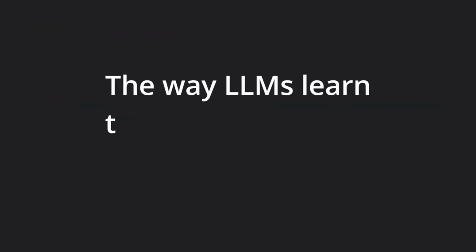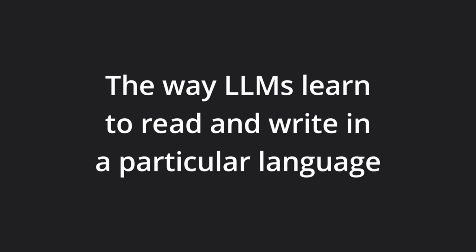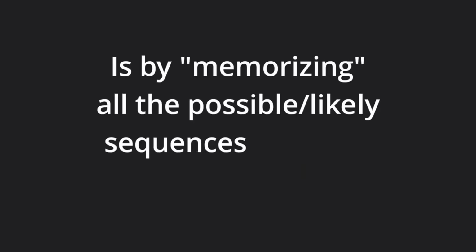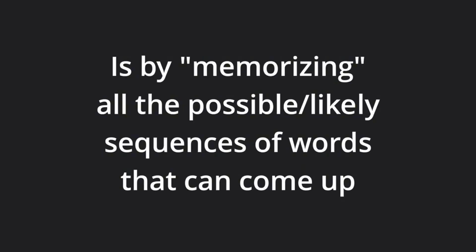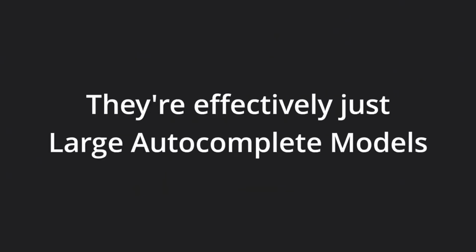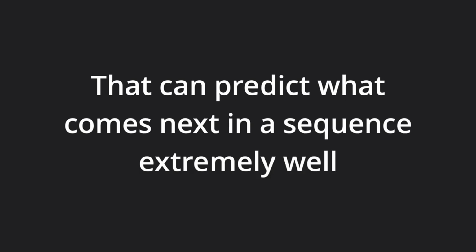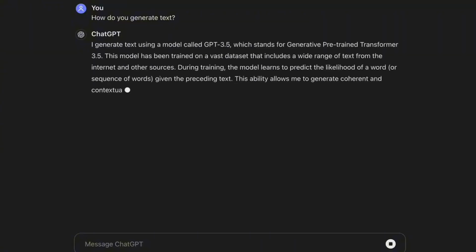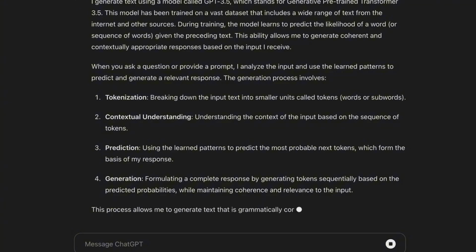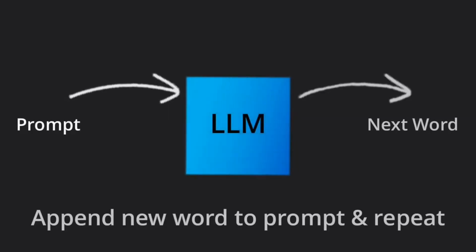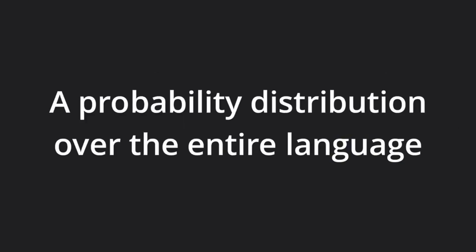The way LLMs learn to read and write in a language is by memorizing all the likely sequences of words that can come up. They're effectively just large autocomplete models that can predict what word comes next in a sequence extremely well. When we actually prompt the LLM, it generates the response one word at a time based on what's most likely to come next. Formally, we would say that the neural network is learning a probability distribution over the entire language. But don't worry, this video doesn't require a background in neural networks or probability.